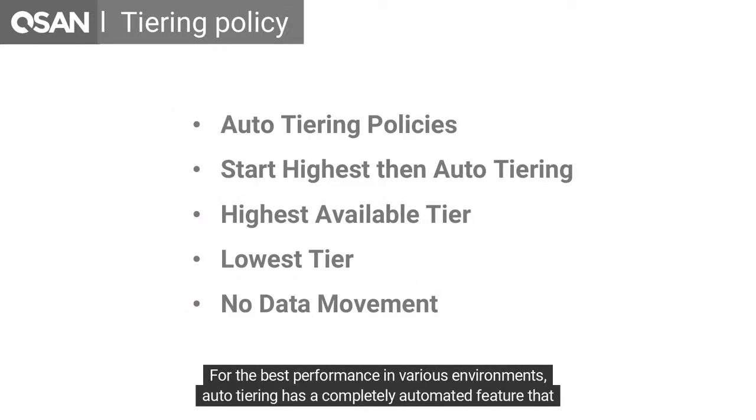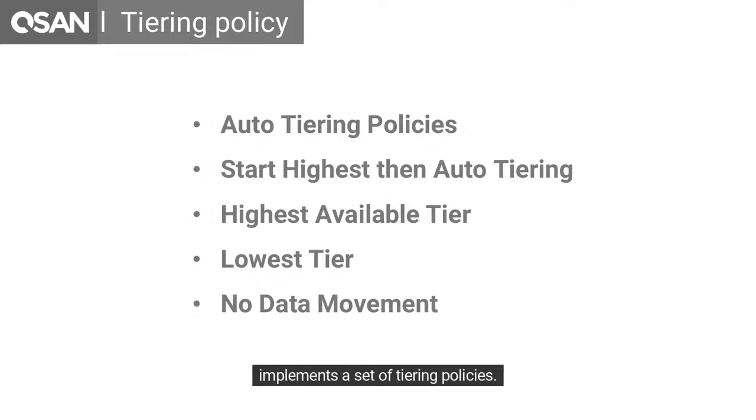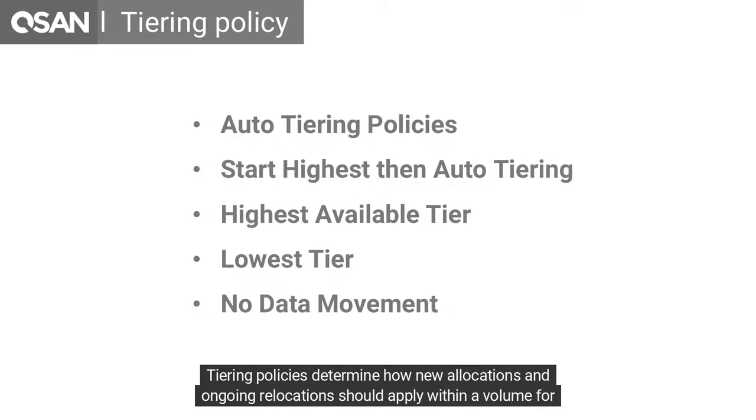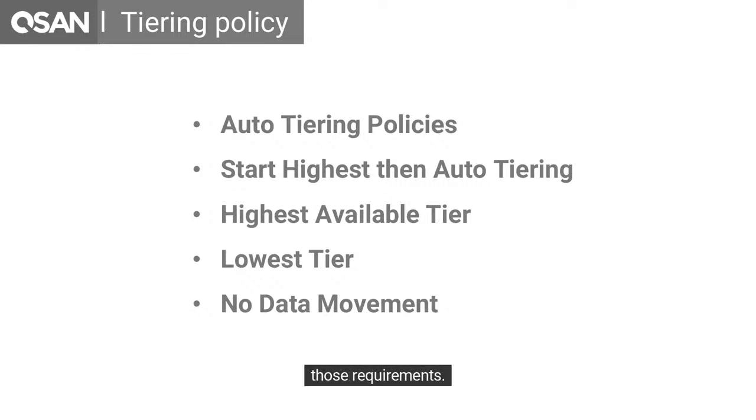For the best performance in various environments, auto-tiering has a completely automated feature that implements a set of tiering policies. Tiering policies determine how new allocations and ongoing relocations should apply within a volume for those requirements.